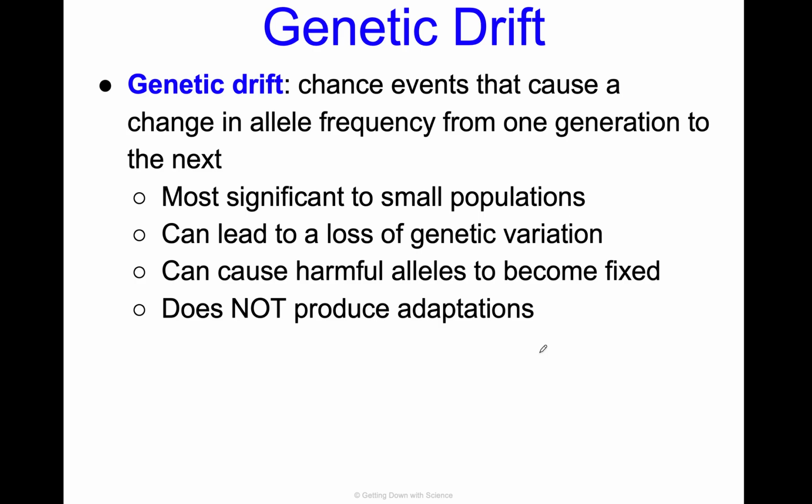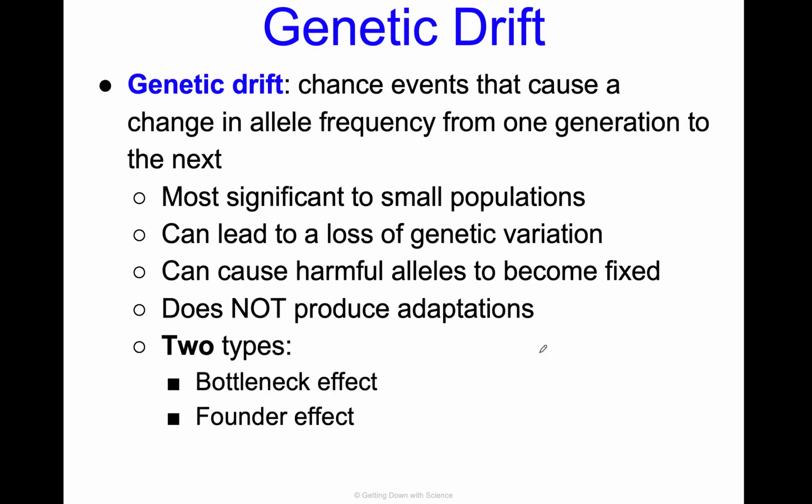This could be something as simple as predation, or we open up hunting laws in the United States, and now we can go out and hunt. It's a chance event that causes a change in allele frequency. So we're going to take out part of this population. There are two types: the bottleneck effect and the founder effect. We'll go over each one. Pause here to take notes.